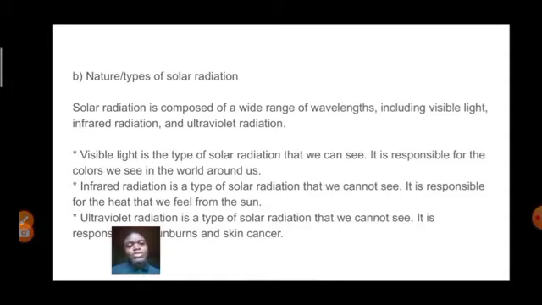And then we have the ultraviolet radiation, which is a type of solar radiation that we cannot see. It is responsible for sunburns and cancer.